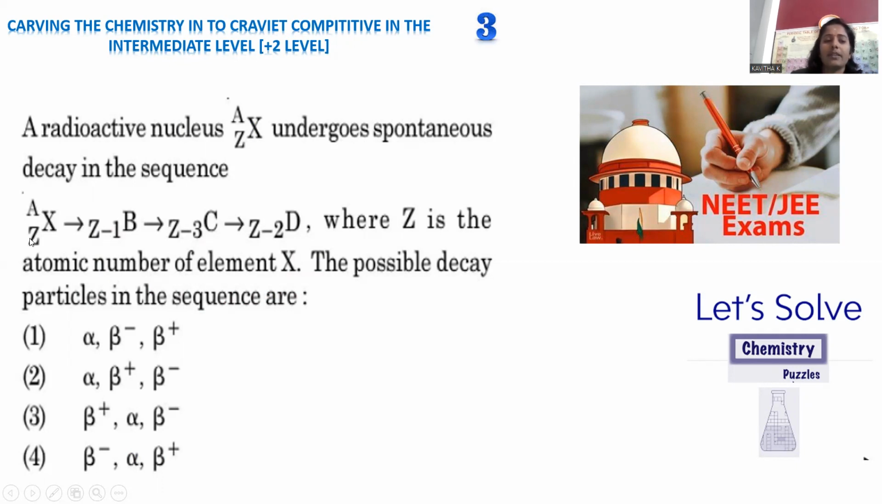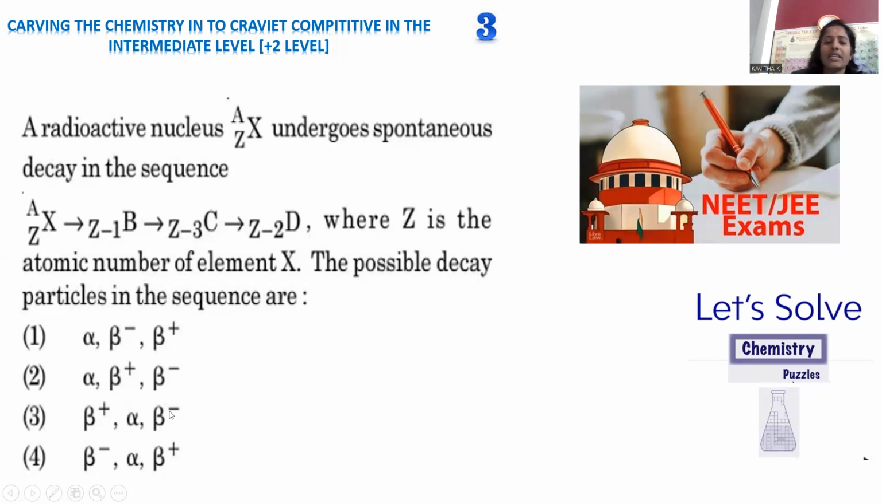So here, if the atomic number is Z, after the decay that is converted into Z minus 1. And further decay gives Z minus 3, and B turned into C element. Further fragmentation gives Z minus 2, so that C converted into D, right? Where Z is the atomic number of the element X. This series of reactions is carried over in this radioactive nucleus decay, so that Z minus 1, Z minus 3, Z minus 2 are the products in the series.